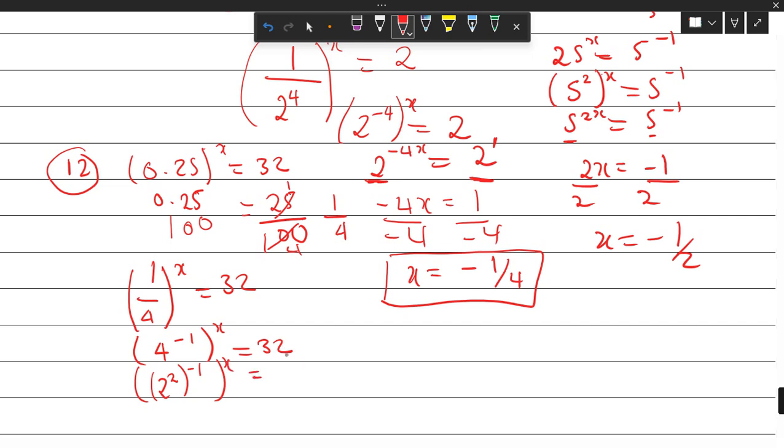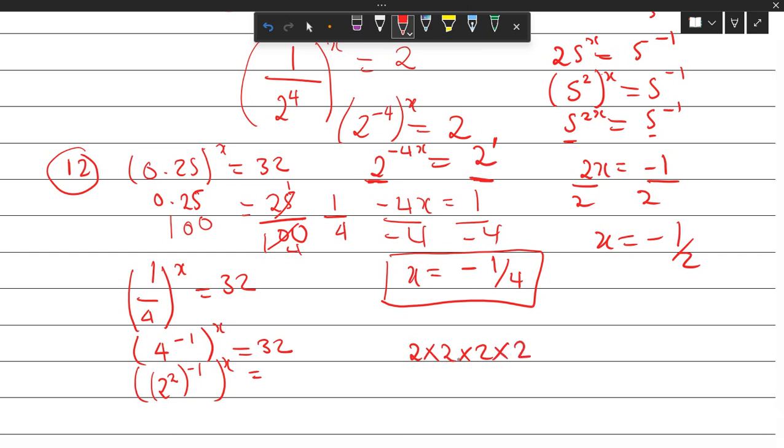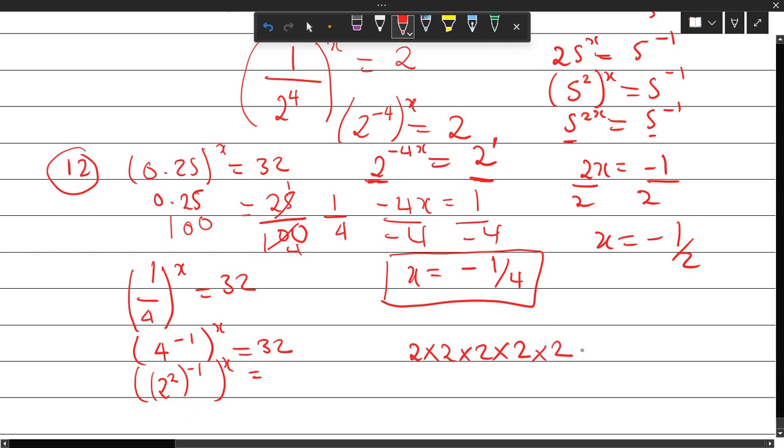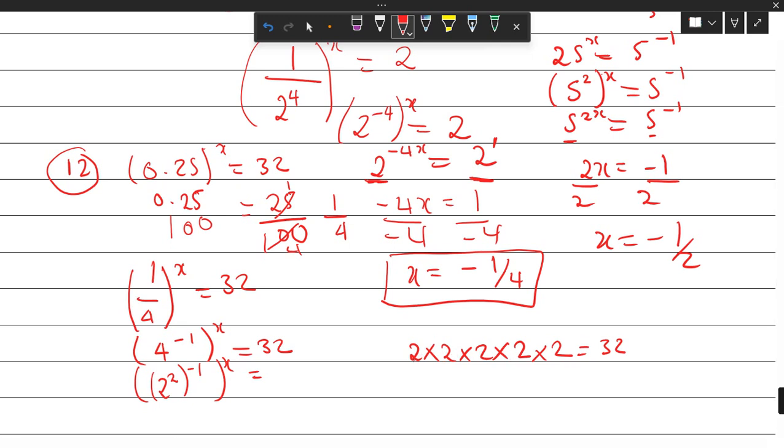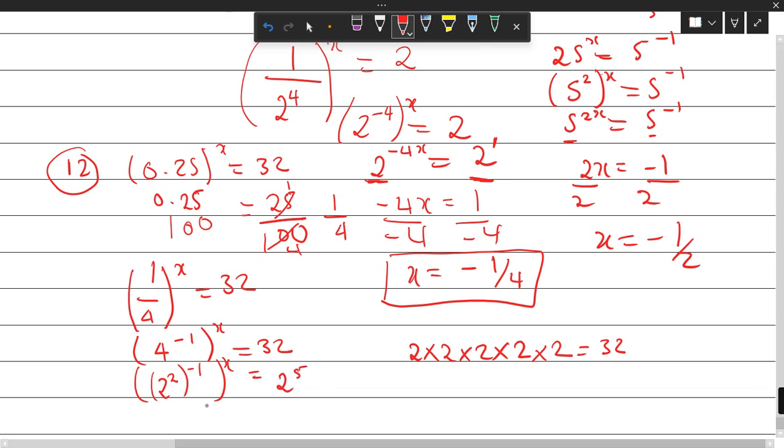So 32, how do we express it in powers of 2? So if you remember, 32 is calculated as 2 by 2 by 2 by 2. So 2 by 2, 4, by 2, 8, by 2, 16, 16 by 2, 32. So it's 2 to the power 1, 2, 3, 4, 5. So this will be 2 to the power 5.